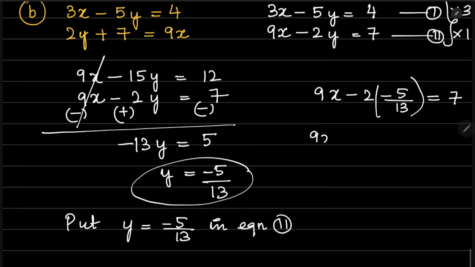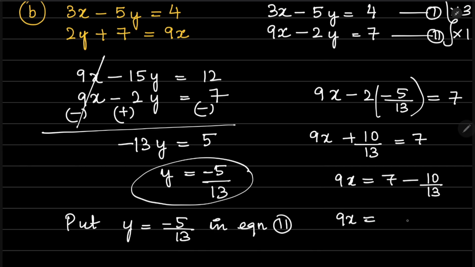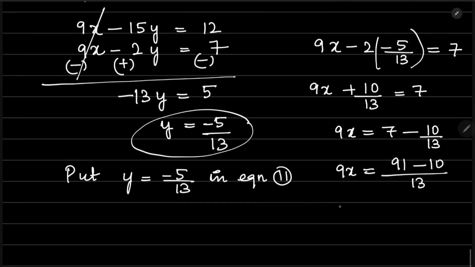Right? So what do you get? 9x minus 2 into minus 5, it is plus 10 by 13 equal to 7. So what does 9x become? 7 minus 10 by 13. So what is 9x? LCM is 13. What is 13 multiplied by 7? It is 91 minus 10. Okay, so you have 9x equal to 81 divided by 13.